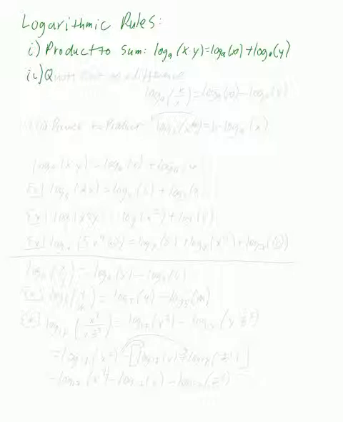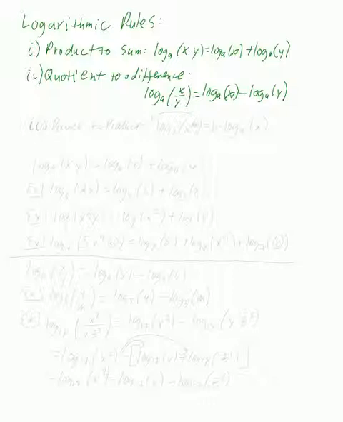The second rule is a quotient to a difference. In math, quotient means divide. So when we're dividing two things in the domain, that actually becomes subtraction: minus log base a of y. So you can see they're kind of similar. When we multiply, we add. When we divide, we subtract.